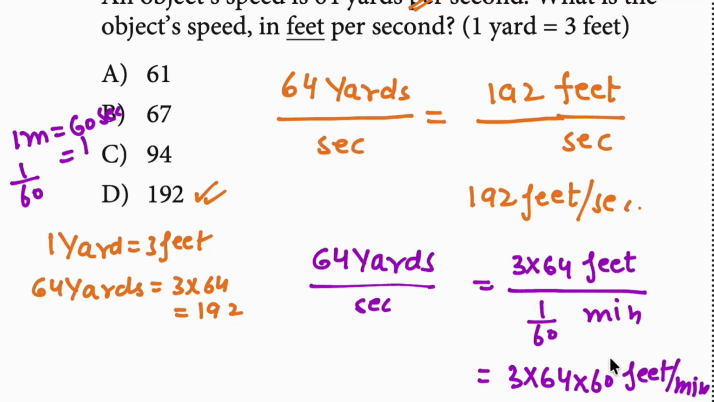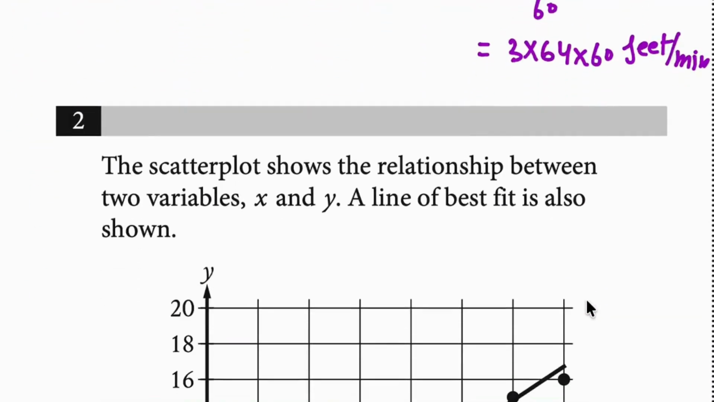Now you can use the calculator and find whatever the product is, right? Okay. I hope you are going with the basic concept that every time you do not need to write feet over second, second over minute and then the cancellation thing. No, just do it this way.